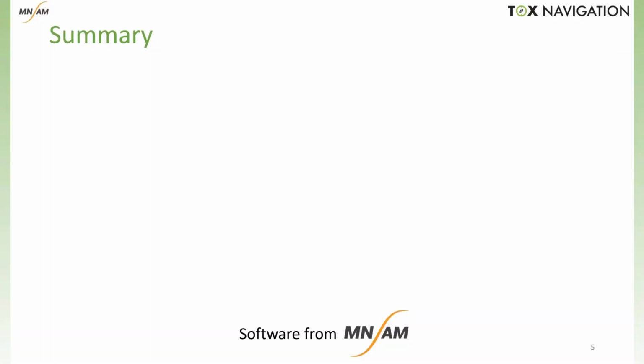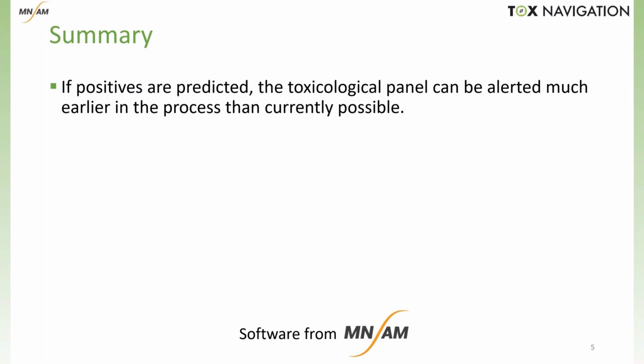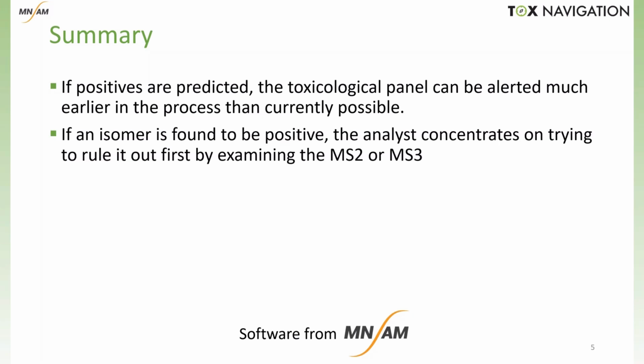To summarize, the key points are: if positives are predicted, the toxicological panel can be alerted for their expert opinion much earlier in the process than is currently possible, thus greatly improving efficiency. If an isomer is found to be positive, the analyst can concentrate on trying to rule it out first by examining the MS2 or the MS3.